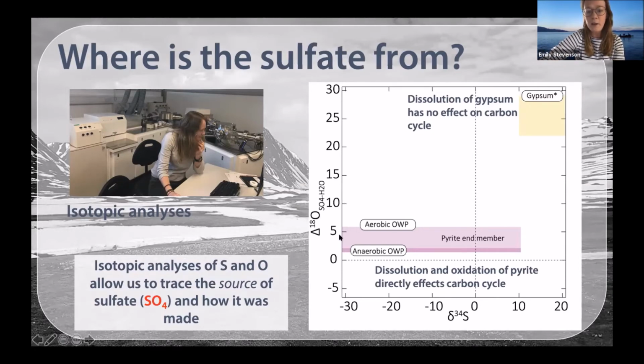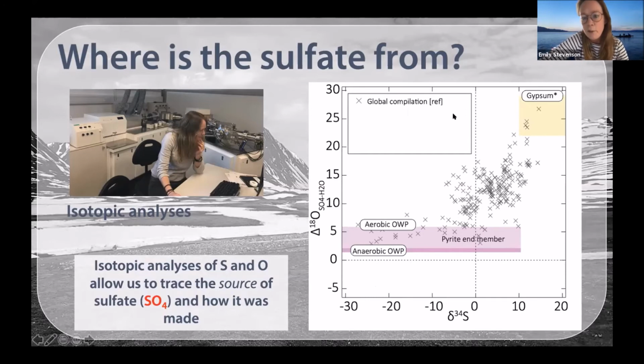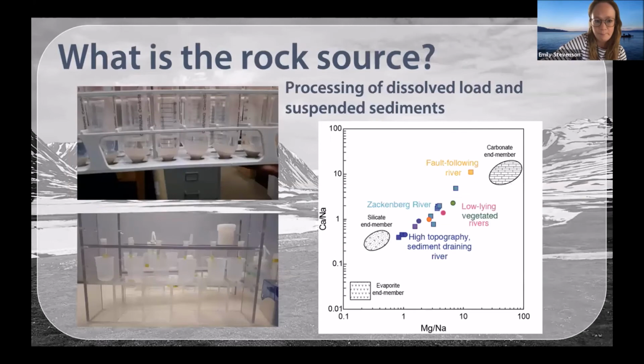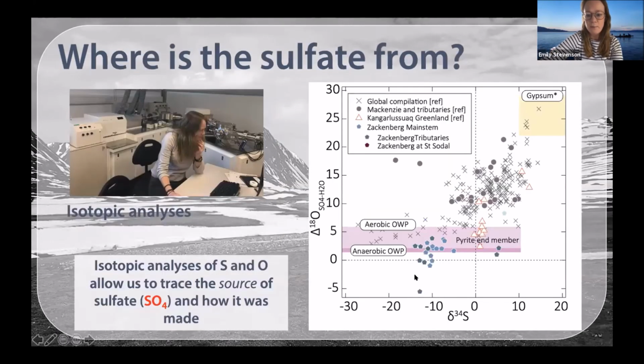So using oxygen and sulfur space, we can see where our samples sit. So first of all, this is a global, I forgot to put the reference on, this is a global data set showing lots of different rivers from throughout the world, tend to be tropical, which sit between the gypsum and the pyrite end members. And then the data from the Zackenberg River is down here, which is very, very firmly within the pyrite region of this isotope plot. So we found an acidity source from sulfate.